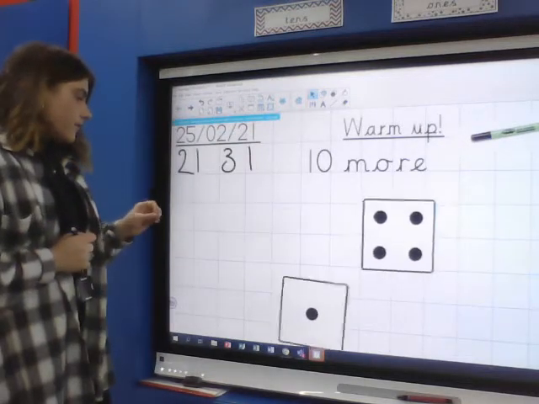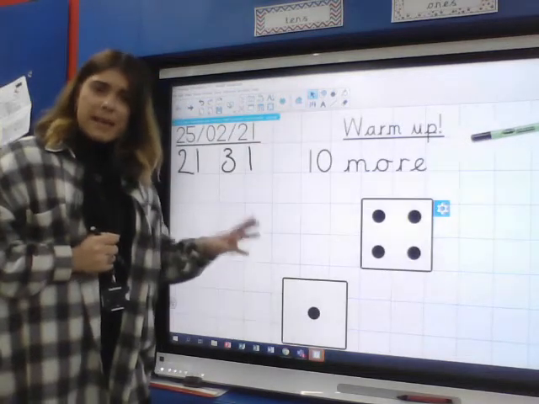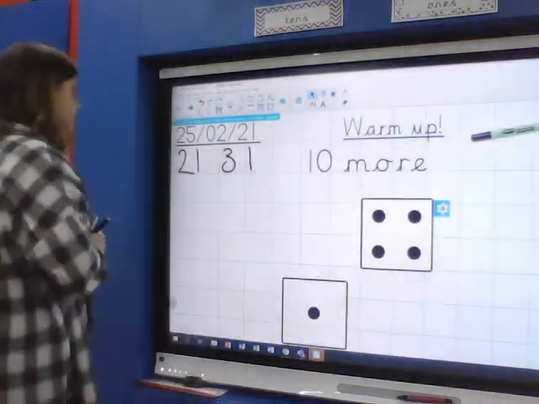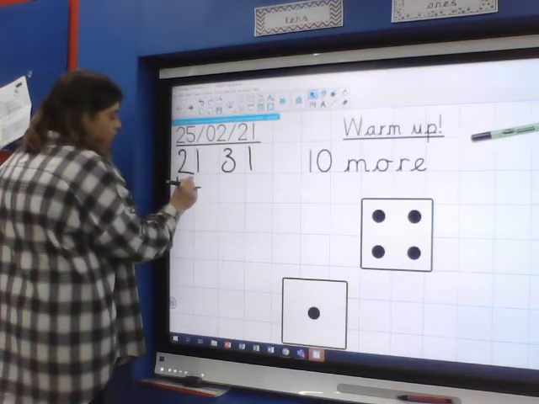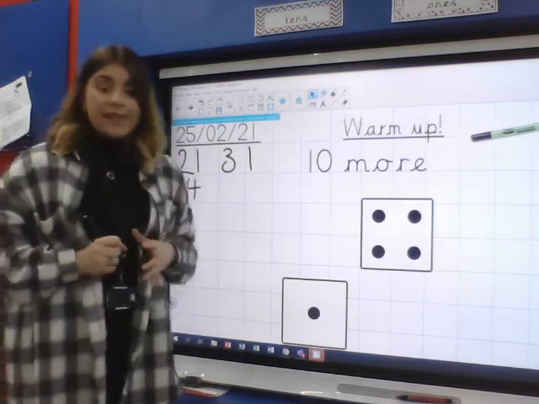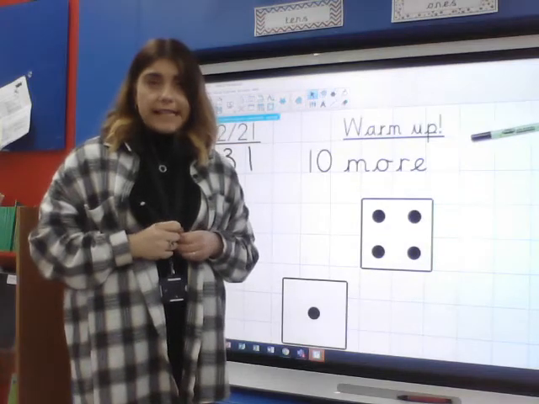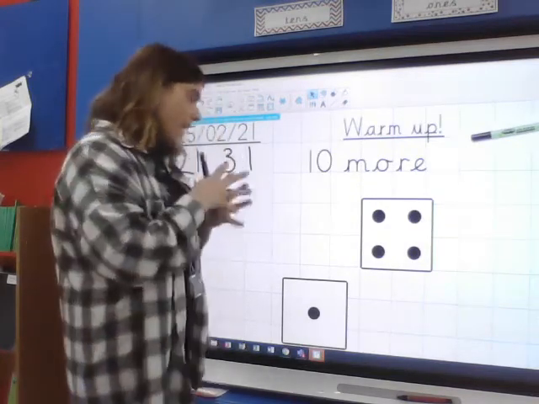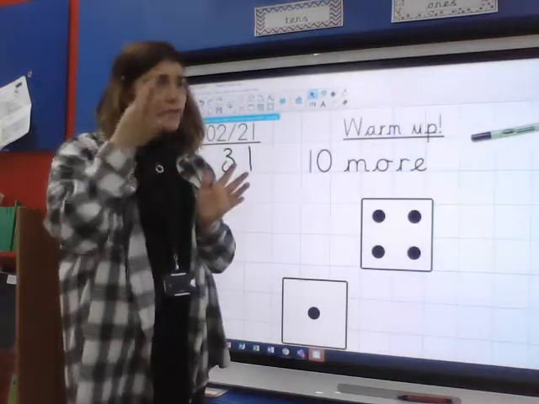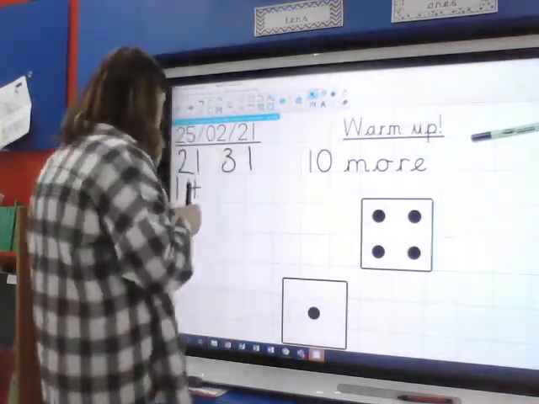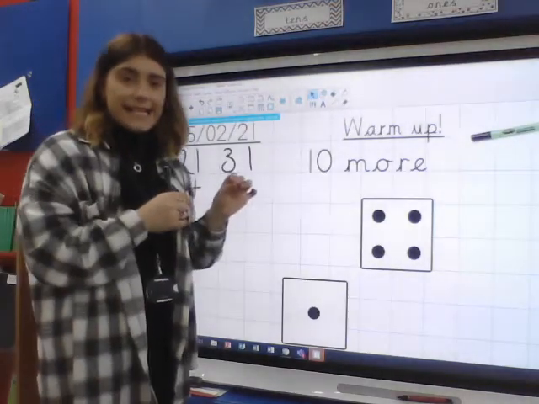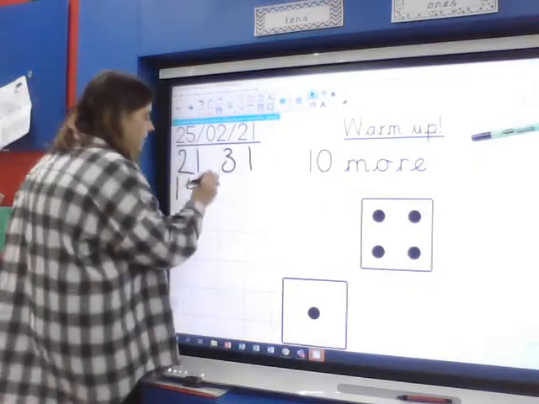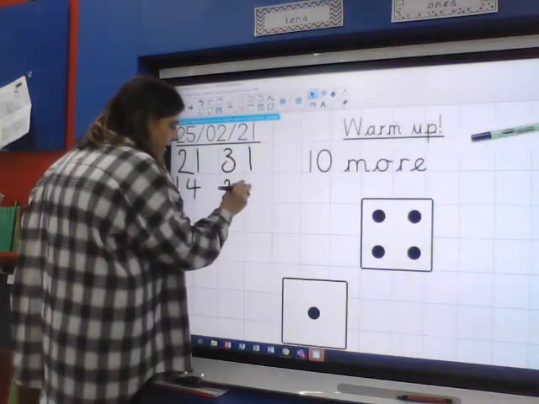Okay, I've got just 1 10 this time, so that means I'm going to have a teen number and 4 1s. So my number is 1 10 and 4 1s makes 14. So what is 10 more than 14? And I want it to be something 4. 10 more than 10. What comes after teen numbers? 10 more than 10 is 20. So my number is going to be 14, 24. Oh, this is a bit of a tricky one. So 10 more than 14 is 24.